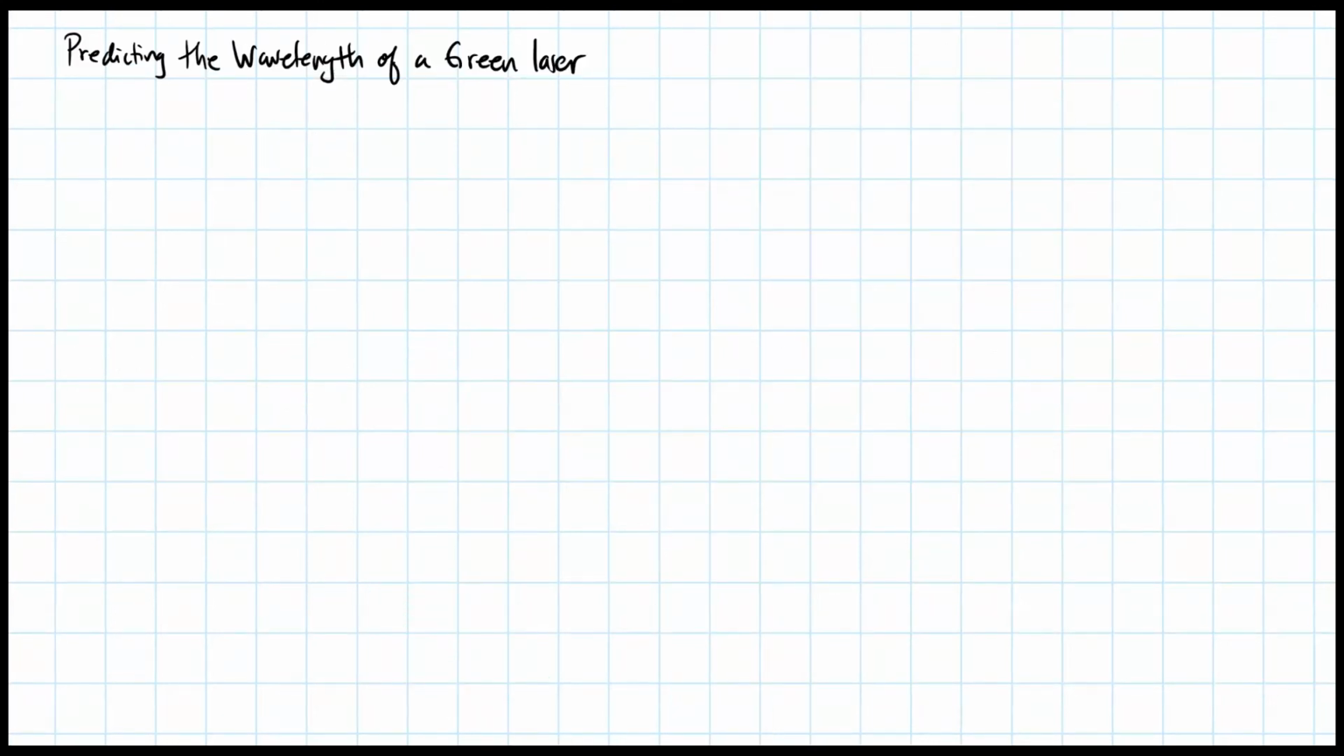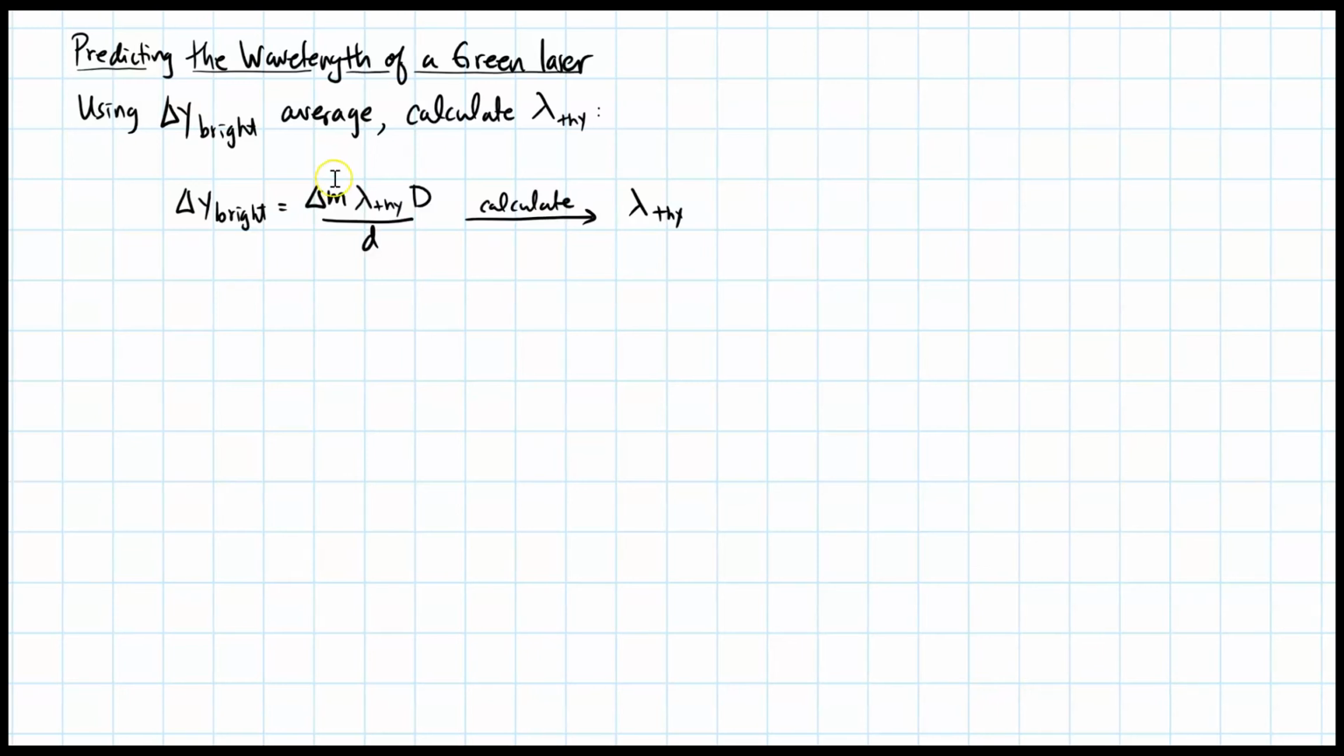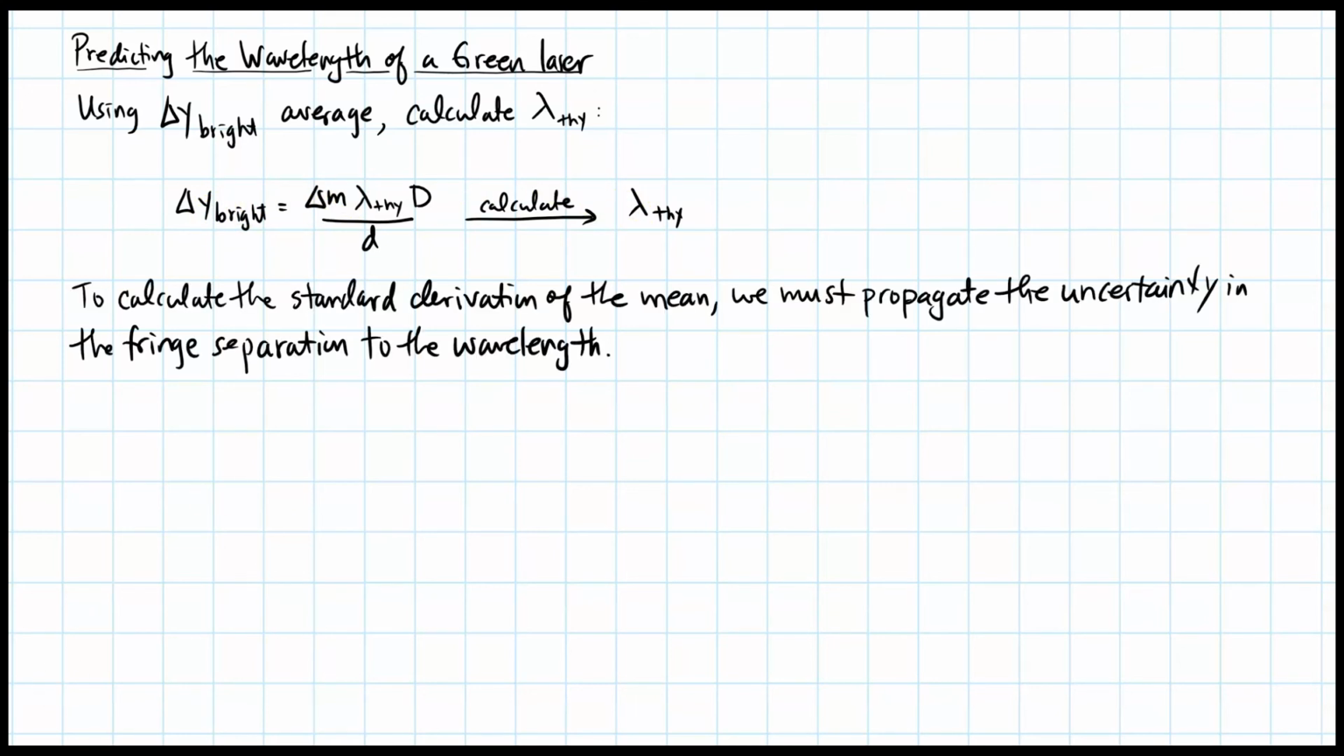Predicting the wavelength of a green laser. Using your delta Y bright average, calculate lambda theory. That is, using this small angle approximation of the fringe separations, predict what lambda theory is. To calculate the standard deviation of the mean, we must propagate the uncertainty in the fringe separation to the wavelength.